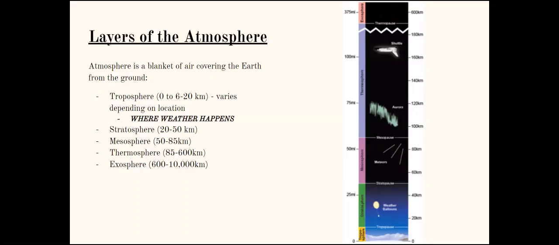Once you go past that, you get to the stratosphere, which is 20 to 50 kilometers above the surface of the Earth. Above that is the mesosphere. Above that is the thermosphere. And then once you're getting closer into space, you get to the exosphere.